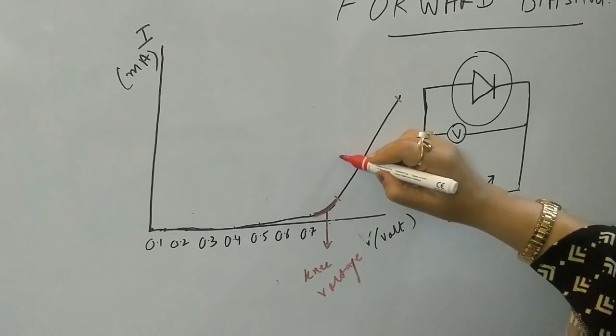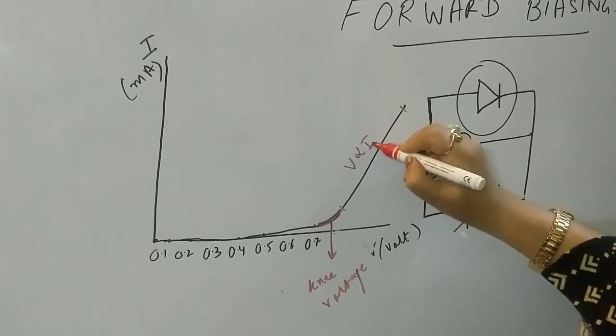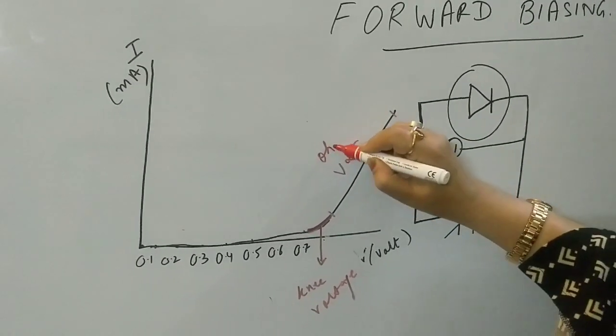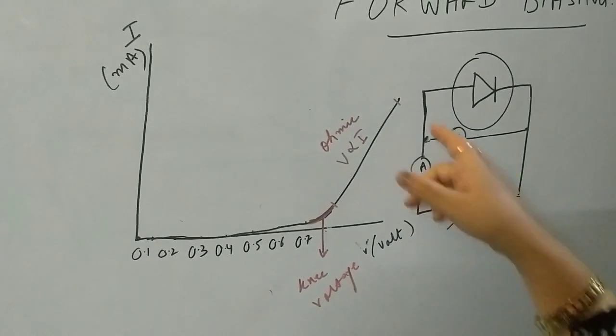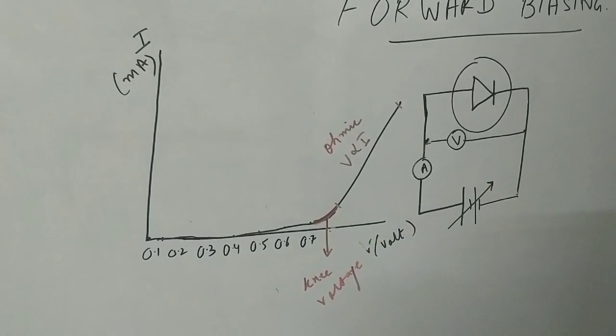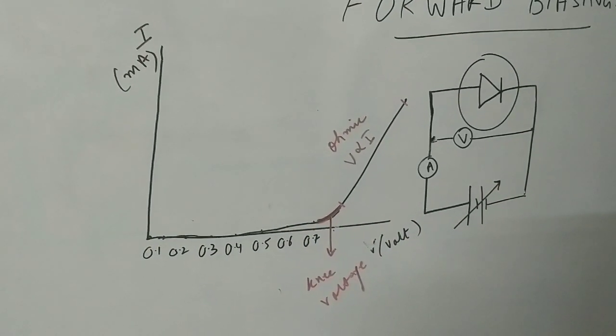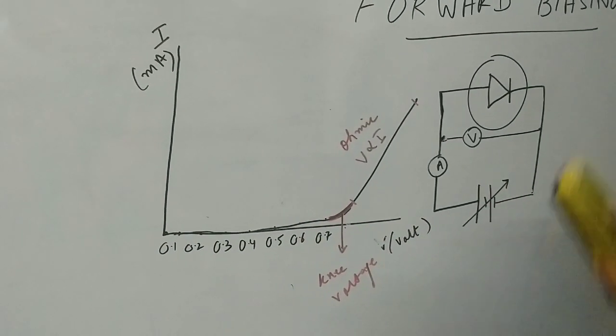From the plot we can see here that this is almost a straight line. That means here V is directly proportional to I. That means again that it behaves like an ohmic conductor. So this is the forward characteristic. Now we will be studying about the reverse biasing.